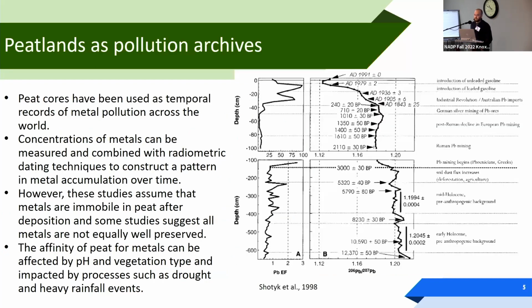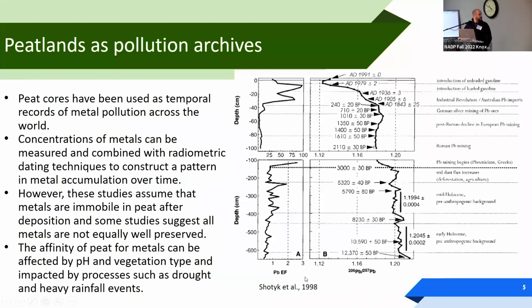So peatlands have also been used as pollution archives for quite some time. They've been used as temporal records of metal pollution across the world. So this was a paper that was published in Science in 1998, looking at the history of lead pollution for the past 12,000 years.